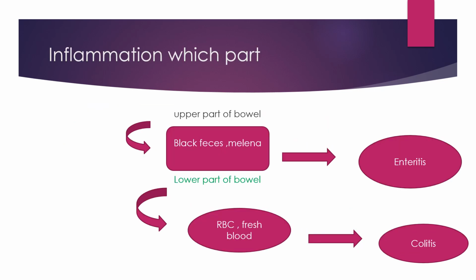Now, I told you already, inflammation from which part? Is it from the upper part of the bowel or from the lower part of the bowel? If it is from the upper part of the bowel, meaning the small intestine, then we can see black feces, melena. Then we are talking about enteritis. We know inflammation ends with itis. So our disease is enteritis. And if we see the presence of RBC or fresh blood, then we are talking about large intestine inflammation. So our disease here is colitis.